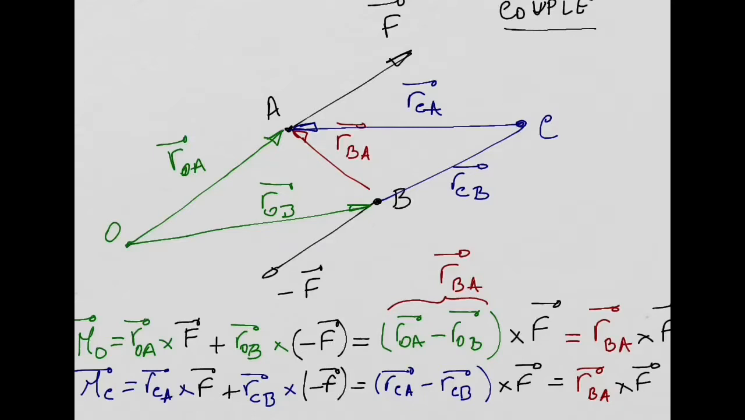All right, so let's go back to this couple, the moment produced by a couple. The conclusion is the moment produced by a couple is equal to the position vector connecting the two application points of the forces, cross product with the force. We call this a free vector because the moment produced by a couple does not depend on point O, or point C, D, E, F. It doesn't matter. The moment is equal everywhere. It's a free vector.